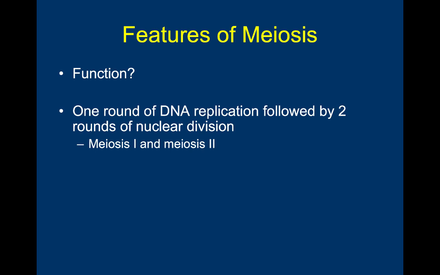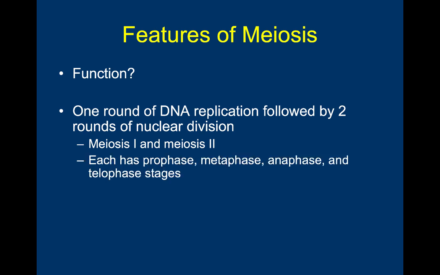With meiosis, we're trying to create cells that have half the number of chromosomes and are diverse for lots of other reasons as well. So these two rounds of meiosis each have a prophase, metaphase, anaphase, telophase, just like mitosis did. And since we have two rounds of meiosis, we call those prophase 1, metaphase 1, anaphase 1, telophase 1, and then prophase 2, metaphase 2, anaphase 2, and telophase 2.